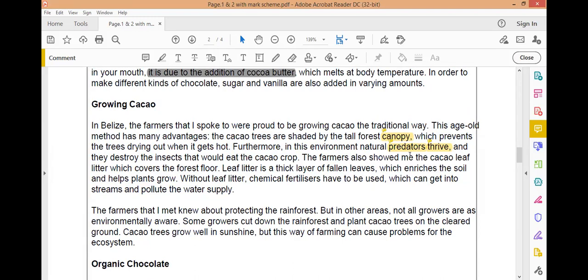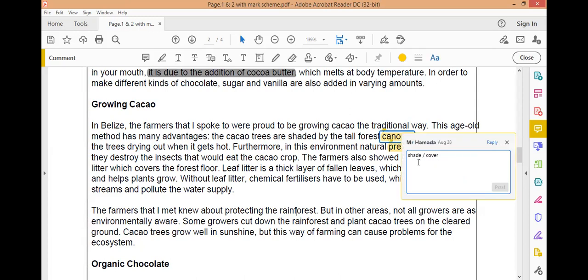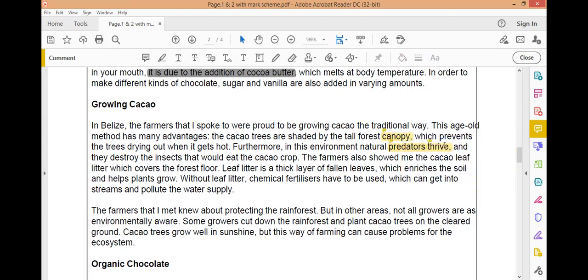For the word predators, what does it mean? Predators are animals that can eat another animal. So we can say wild animals. For the word thrive, it means do well. You can write the meaning. Canopy: shade or cover. Predators: wild animals. Thrive: do well. And they destroy the insects that would eat the cacao crop.